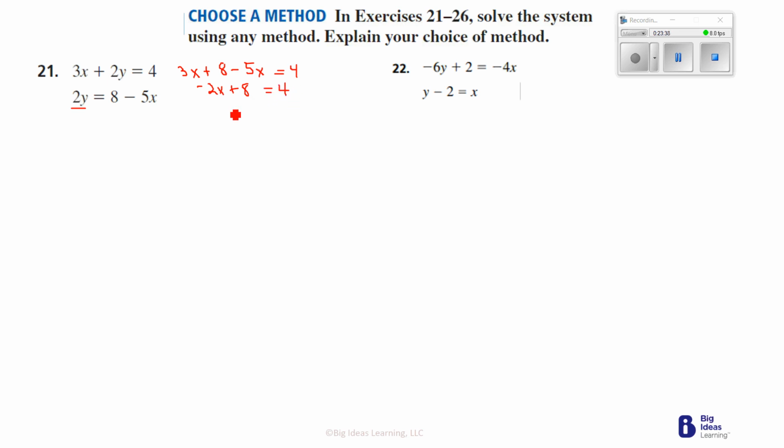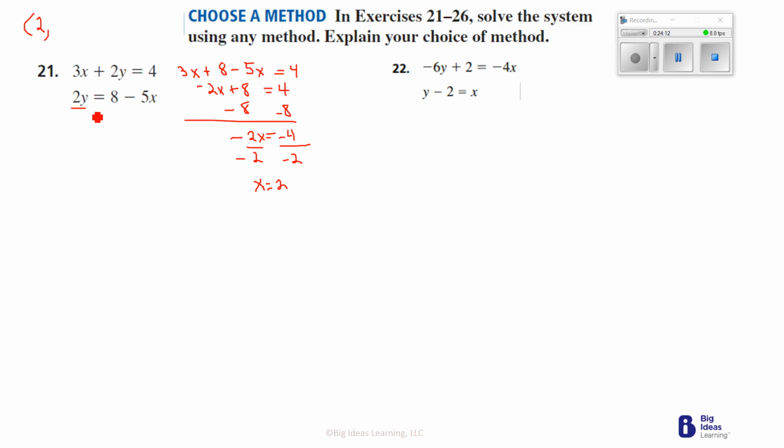And then I would subtract 8 from both sides. This would have given me negative 2x is equal to negative 4. I would have divided by negative 2, and that would have given me x is equal to 2. And that seems a lot easier using substitution. And then I'm just going to put my answer up here: x is 2 in my coordinates.